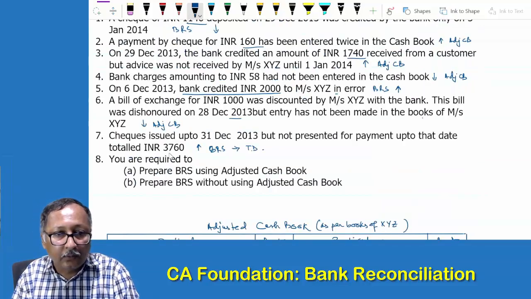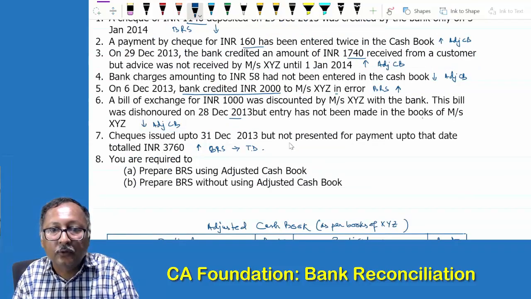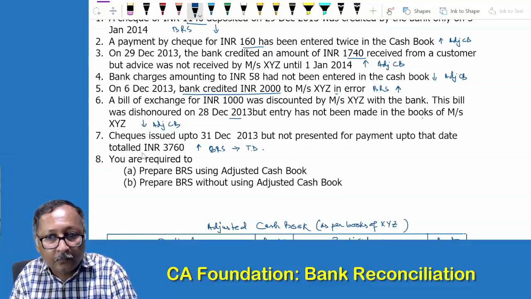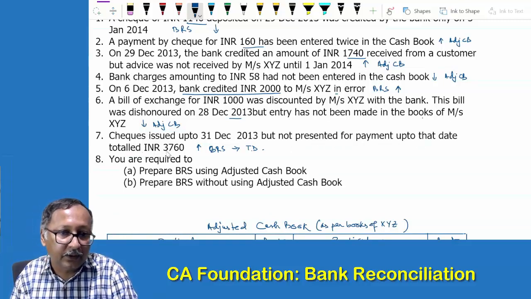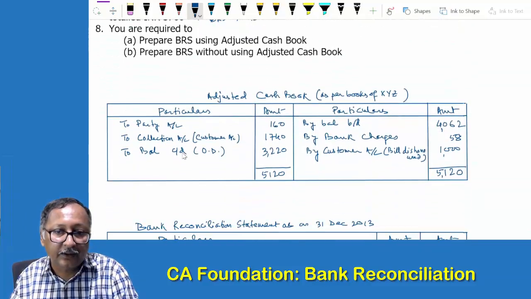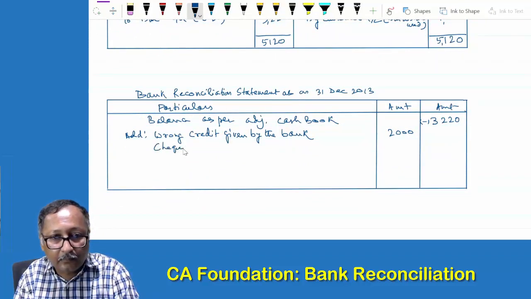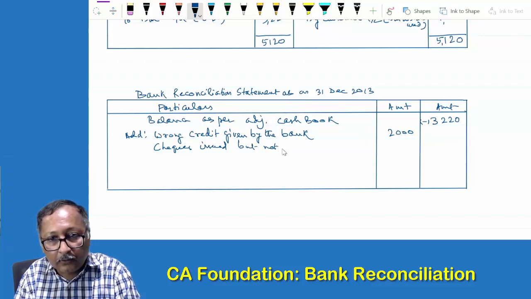Now, one more BRS adjustment entry is there. Checks issued but not presented for payment up to the date of 31st December, total 3760. So checks issued but not presented. That will also be added.